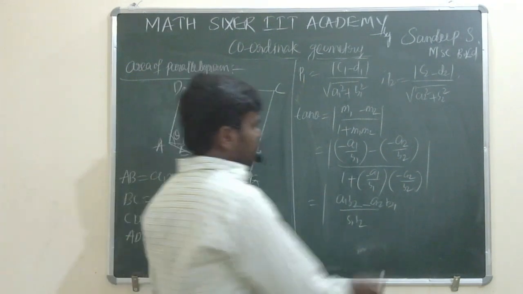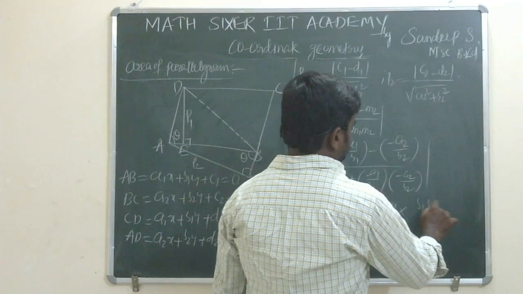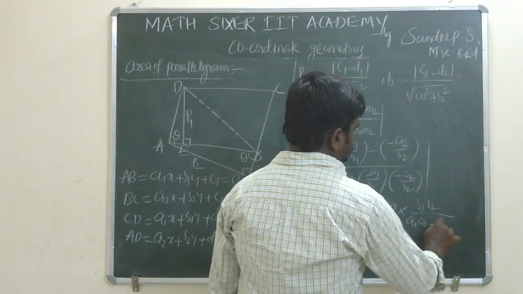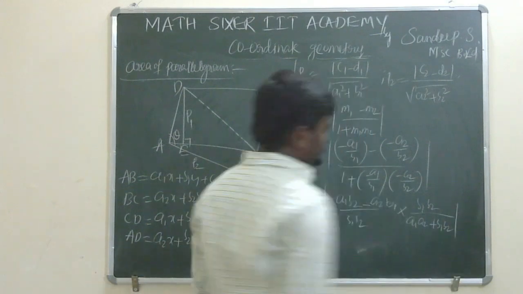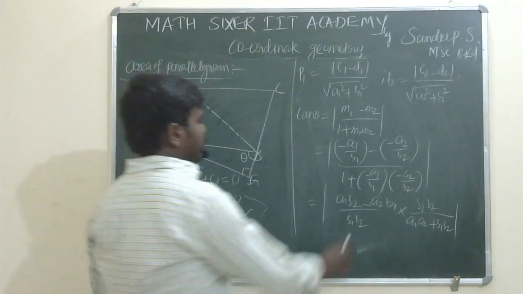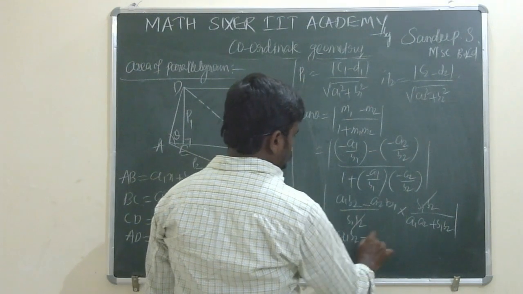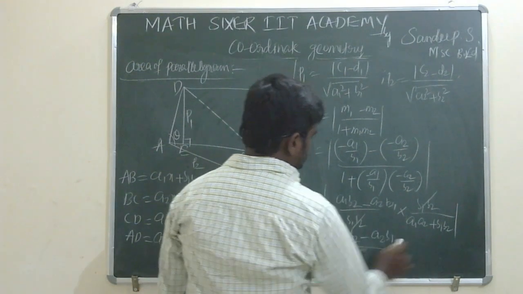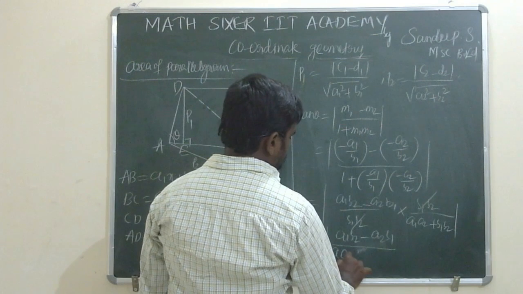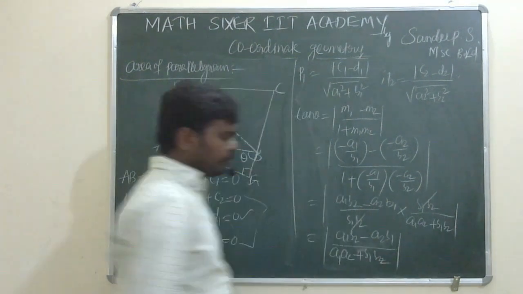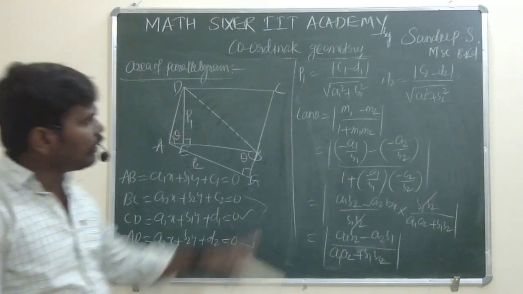And even the denominator of b1 b2 is the LCM, and after doing this you will get a1 a2 plus b1 b2. Okay, so now b1 b2 will get cancelled. So hence what we will get is a1 b2 minus a2 b1 divided by a1 a2 plus b1 b2. Okay, so this is the value of tan theta.